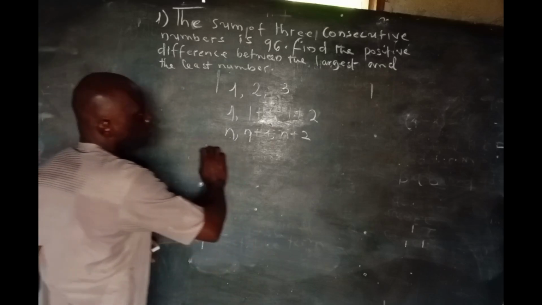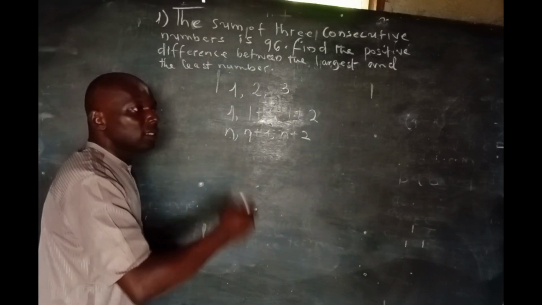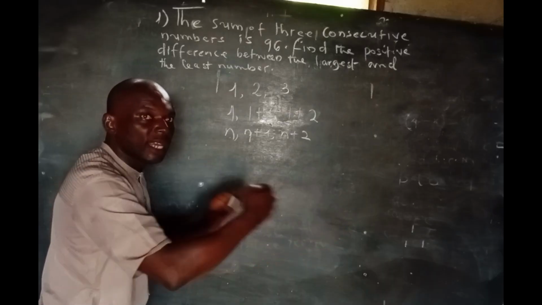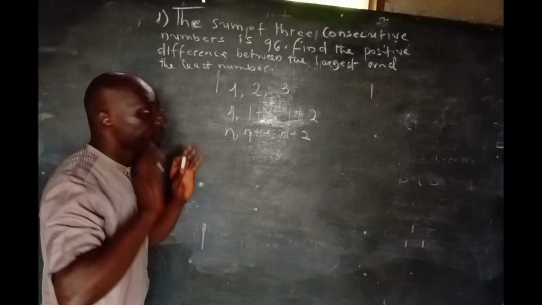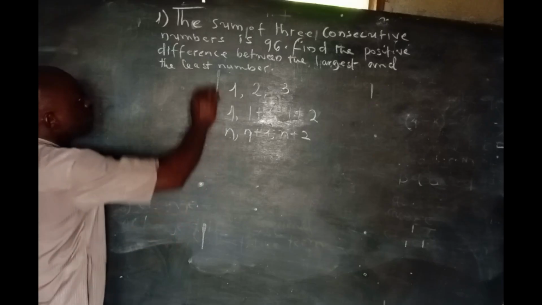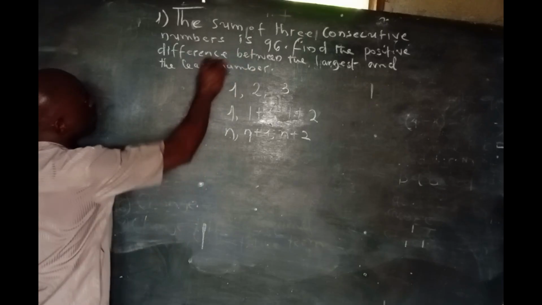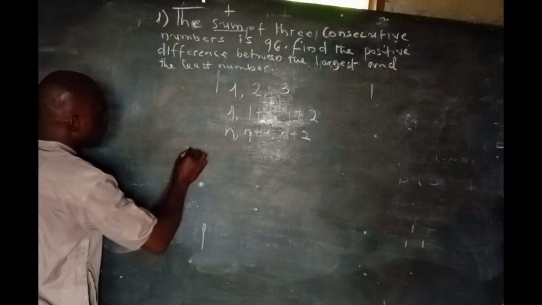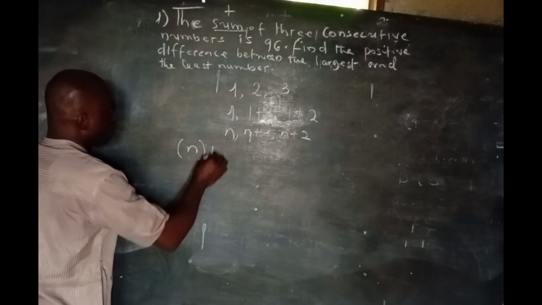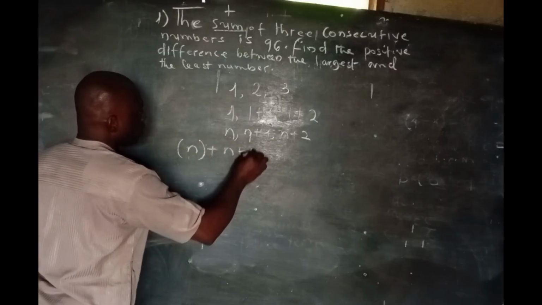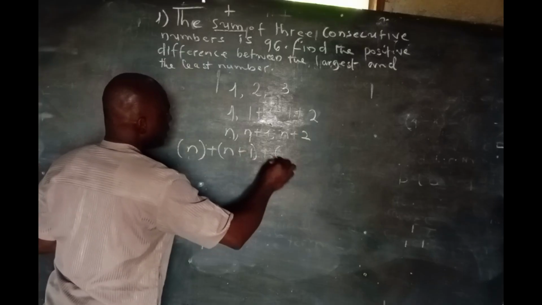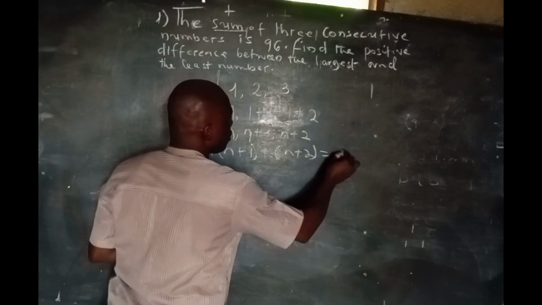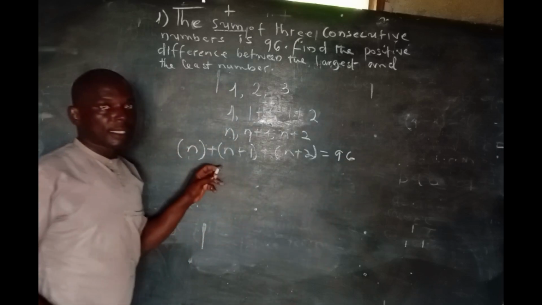So this is the first thing you must do. When you hear the words sum of three consecutive numbers, that means they follow each other, so their common difference is just 1. Now, since they are three, you understand that sum means addition. So this will be n in one bracket, plus n plus 1 in another bracket, plus n plus what? Plus 2, another bracket, and it equals 96.